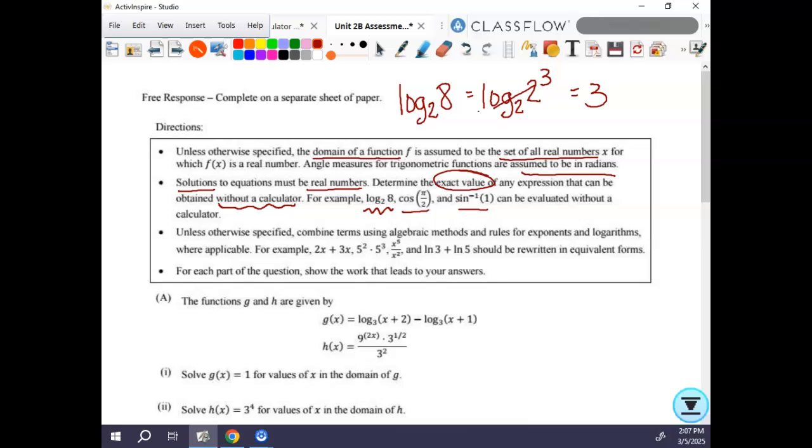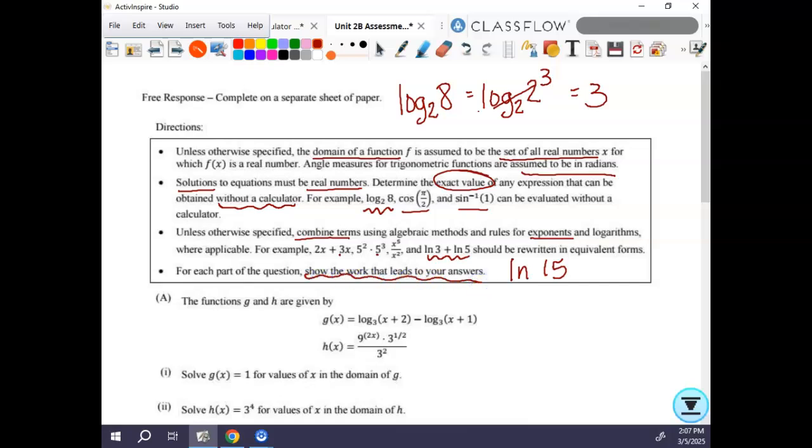All right, so then unless otherwise specified, we have to combine terms and rules for exponents. So that's combining your like terms. And then let's look at this one because that applies here. Natural log of 3 plus the natural log of 5 will become the natural log of what? 15, because we multiply. Right? And then for each part of the question, of course, show your work that leads to your answers.